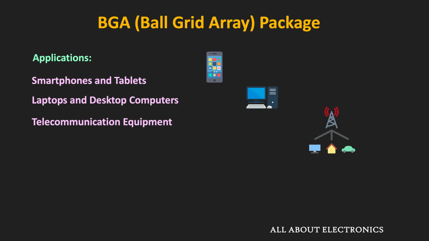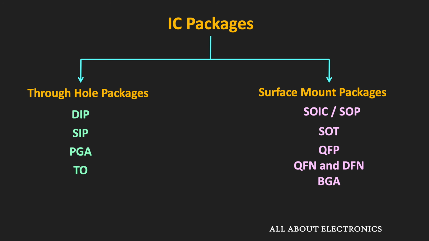So if I just summarize, then we have seen broadly two types of IC packages. That is the through-hole package and the surface mount package. And in that also, we have seen different variants. So I hope in this video, you understood about the different IC packages and you also learned why different IC packages exist and in what type of application certain IC packages are used.